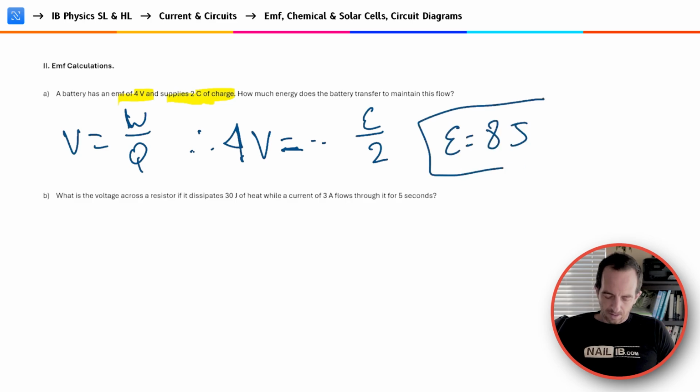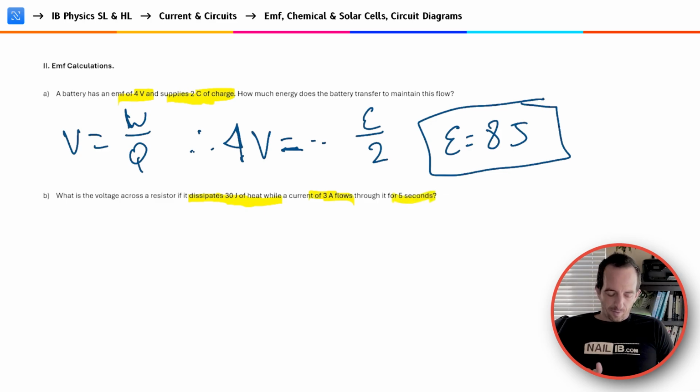Then it asks us, what is the voltage across a resistor if it dissipates 30 joules of heat while a current of 3 amperes flows for 5 seconds? A different question, but the same idea, working on voltage and calculations. How do we answer this?